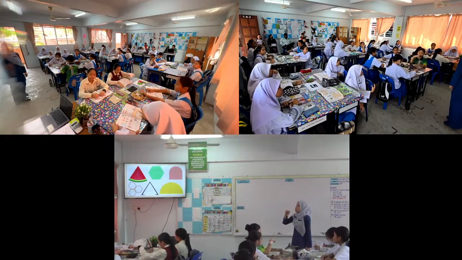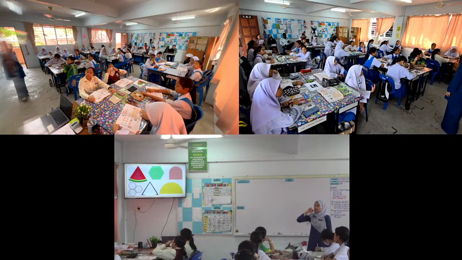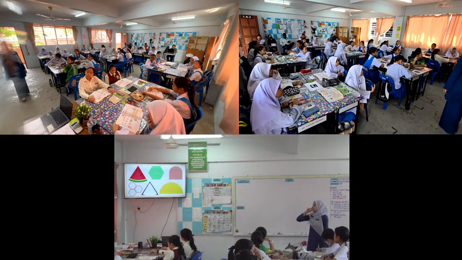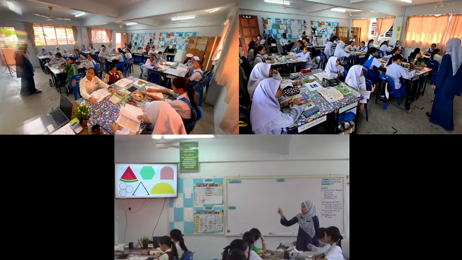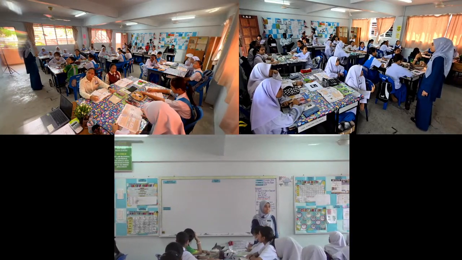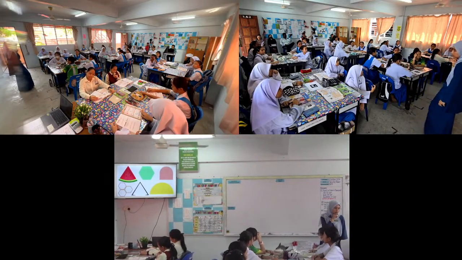So, the second one, the green color. That one is also a two-dimensional shape. Okay. So, for the watermelon, is that one a two-dimensional shape or not? Is it a two-dimensional shape or not? The watermelon.